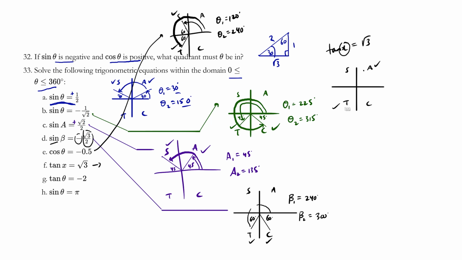It's going to be tan 60. Tan 60 degrees is root 3, so the reference angle is 60. And to figure out the angles, we just run the track. x1 is equal to 60 degrees. And then x2 is going to be 180 plus 60, which is 240.